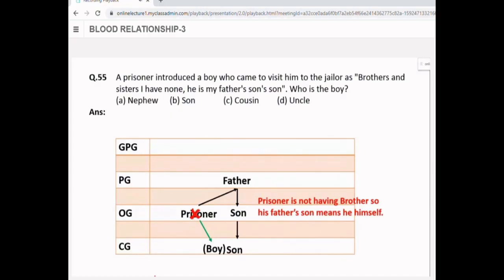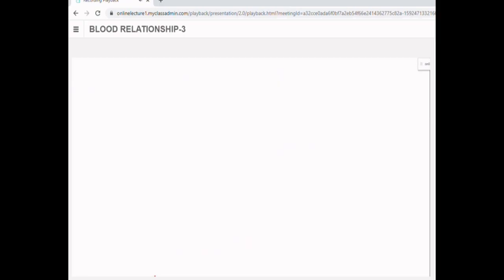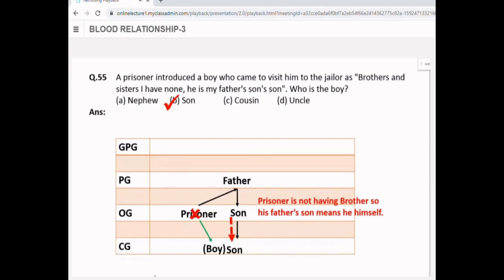So again, like the earlier one, the prisoner gets cancelled. Why? Because he said he has no brother or sister. Sister is not important here. He has no brother. Brothers, sisters, no one is there. So the prisoner gets cancelled. So now the relation. Want to take a screenshot? You can take a screenshot.